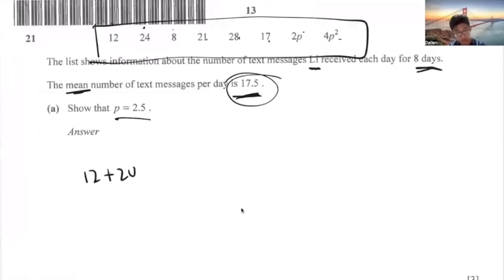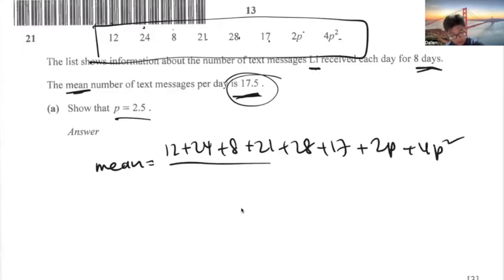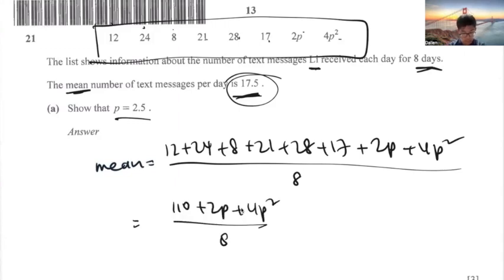So this is simple. Just find the mean of this and equate it to this and find p, right? So if you were to add everything up, if you were to use a calculator to add 12 plus 24 plus 8, the mean equals 12 plus 24 plus 8 plus 21 plus 28 plus 17 plus 2p plus 4p square over 8, because 8 days, right? This is equal to 17.5.